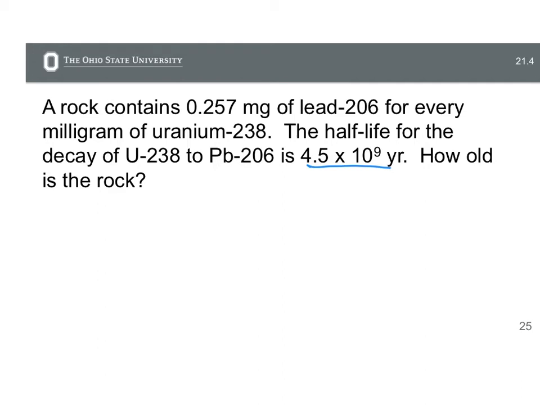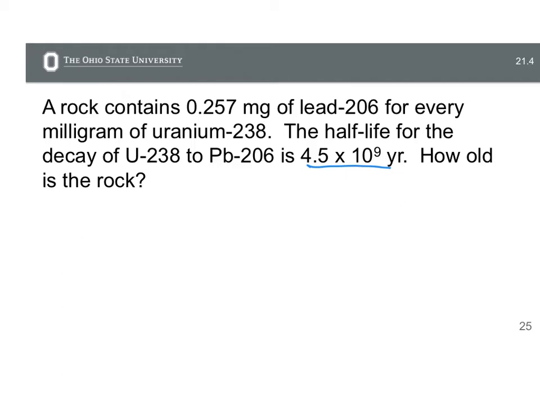So here's our problem. We have a rock that contains 0.257 milligrams of lead-206. Somehow we were able to measure this for every milligram of uranium-238. So we're going to measure the mass of uranium-238, and we're going to measure the mass of lead-206. We want to know how old the rock is. With this problem, it's a little easier because now you have two things you can measure.